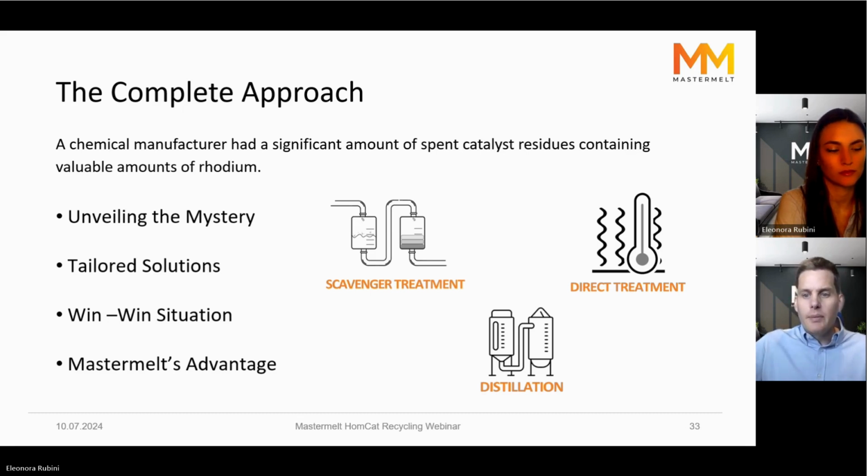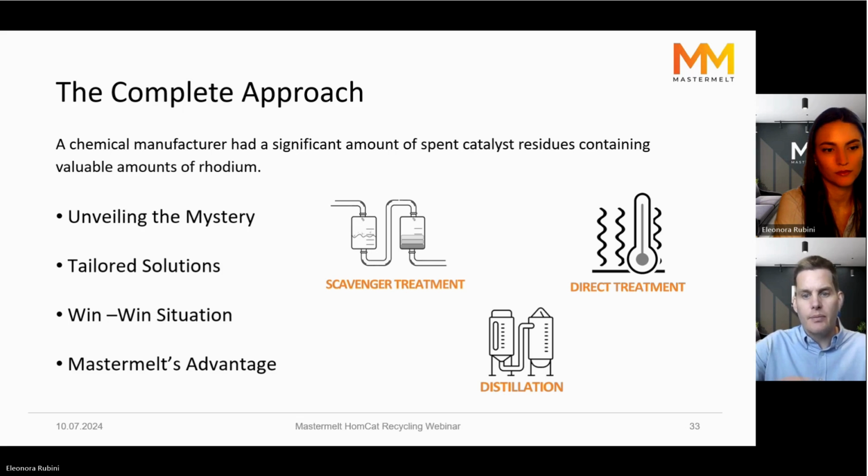This allowed us to optimize an efficient recovery of the rhodium and avoid any unnecessary processing for some of the simpler materials, because we did identify that some of the material didn't need extensive work. It didn't need multiple scavengers. It didn't need complex engineering solutions. We were able to thermally pre-treat it.